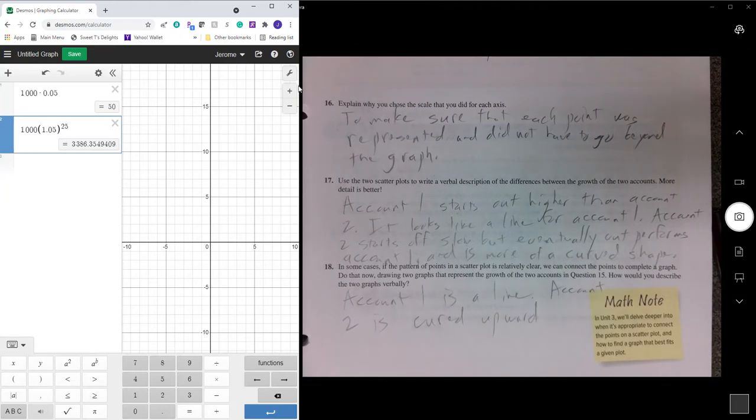So that's basically it. All right, so we are done with section 2.2.